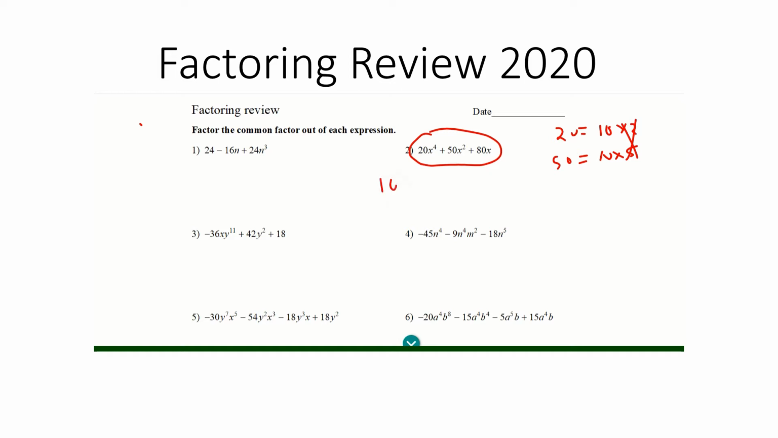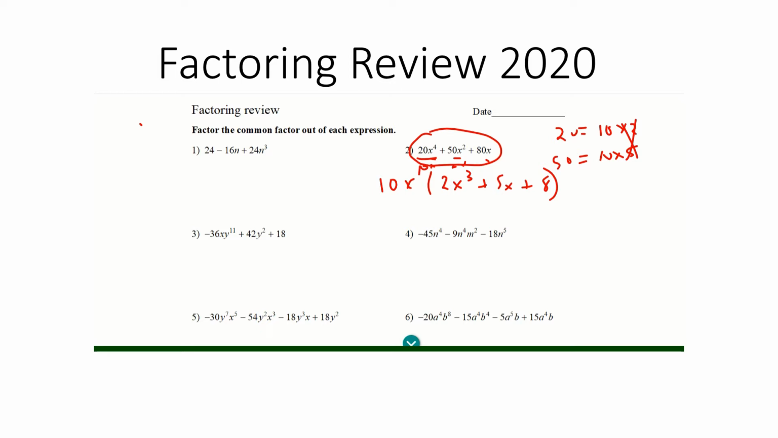And then I take the highest power that's in all of them, which ends up being the lowest power there, so just 10x. And that leaves me with 2x to the third plus 5x plus 8. So what I'm doing is dividing each of those terms by 10x.